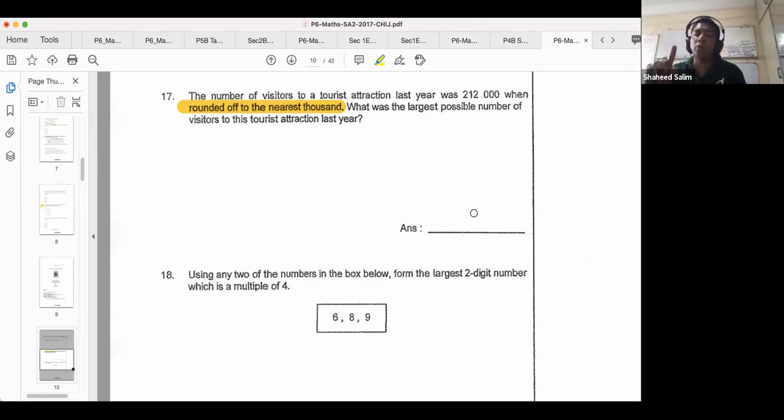Darvish, almost there, but it's not. Darvish, I can say the answer to be 212,001. Bigger than your number, no? When you round off to the nearest 1,000, it's the same.